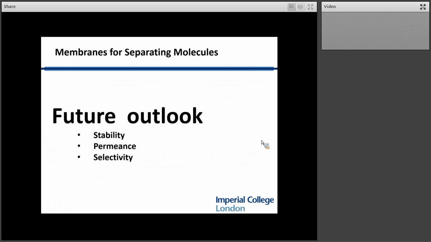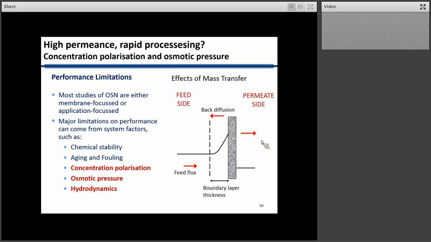So now I want to finish with a few slides on future outlook. I think there are three key things that are important in membranes. One is their stability, and by that I mean their stability with respect to chemicals and solvents in their environment, and also their stability over time, or aging. There's their permeance, how much liquid you can get through them per unit of time, per applied pressure. And there's selectivity, so how good they are at discriminating between different molecules. I think it's fair to say that most of the work so far has really gone into the permeance, trying to make membranes with higher permeance, and then their chemical stability.